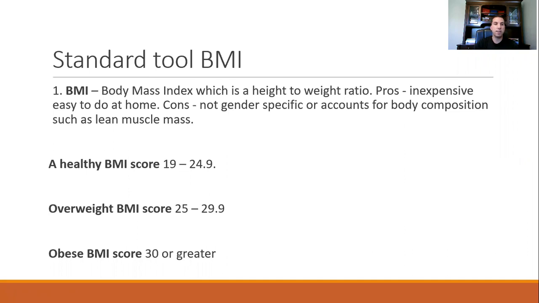It's a pretty decent calculation and score, especially if you're more sedentary. It's not really good for bodybuilders or high athletic performing individuals. But let's touch on that. A healthy BMI score is 19 to 24.9. Overweight is 25 to 29.9. And anything over 30 is considered in the obese category.